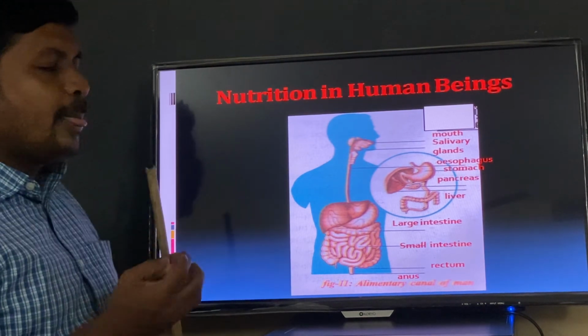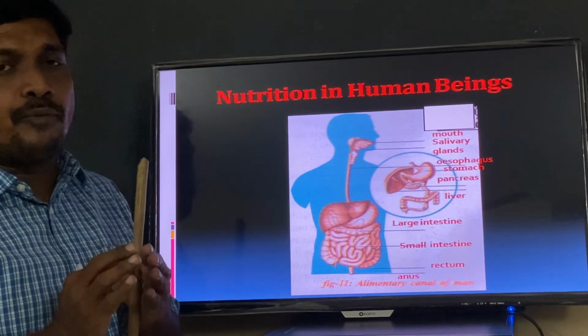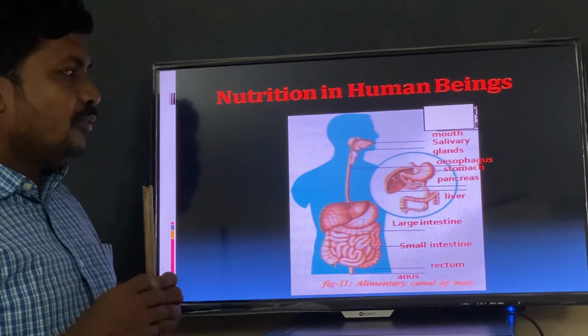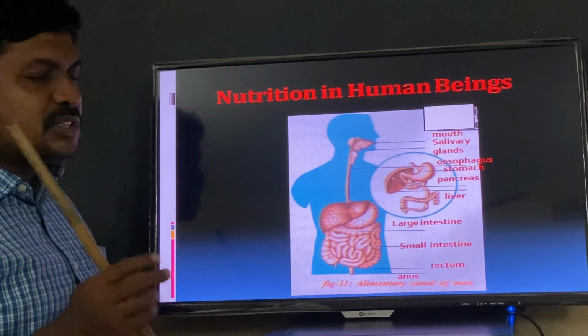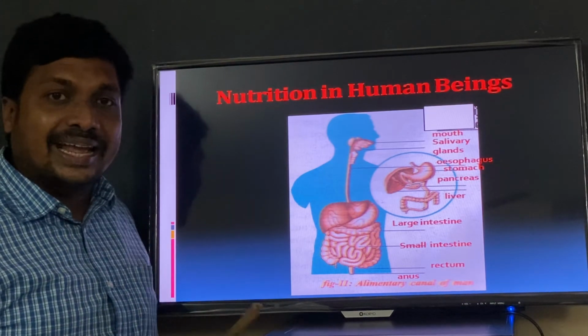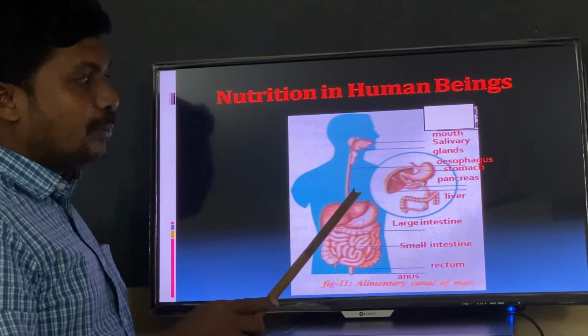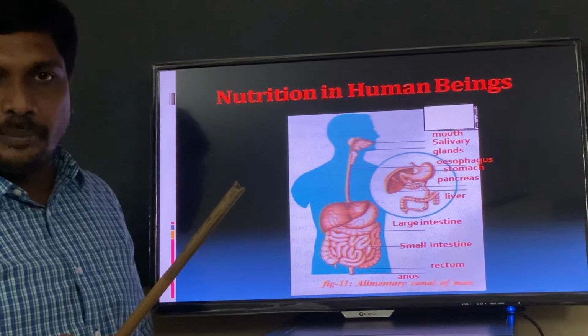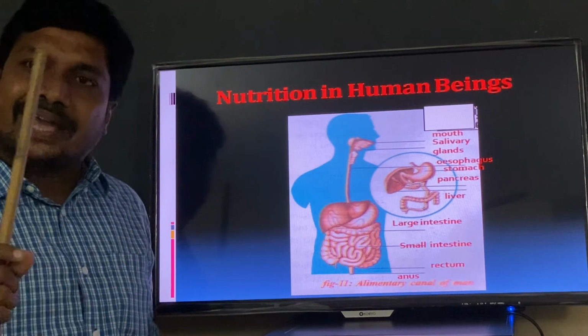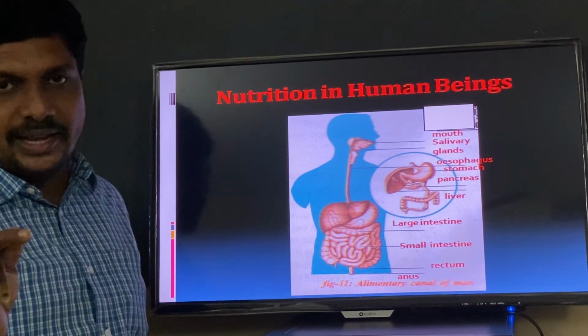So with the help of the enzyme pepsin and with the help of mucus, food will become soft, known as chyme. That is known as chyme. So chyme will be acidic in nature. The food in the stomach is known as chyme. It will be acidic in nature.